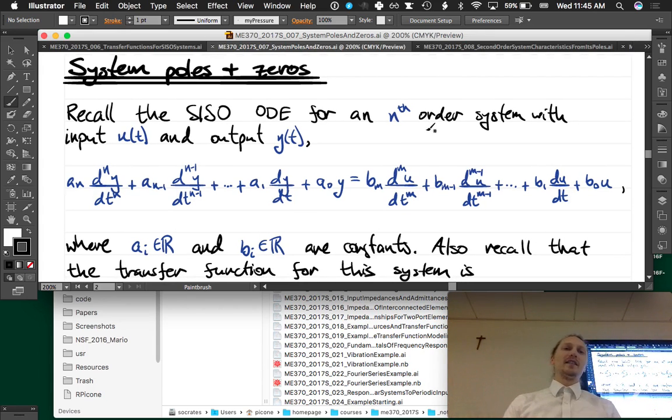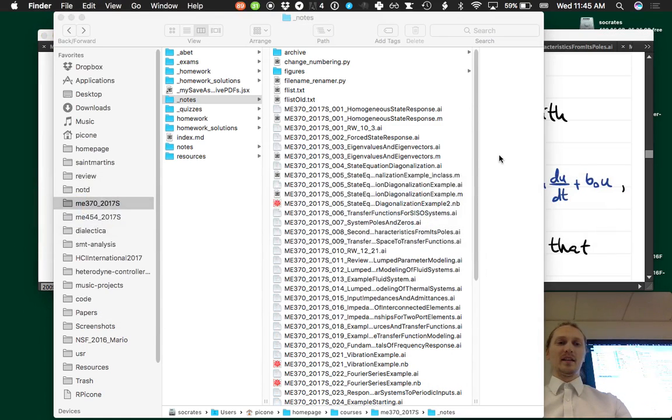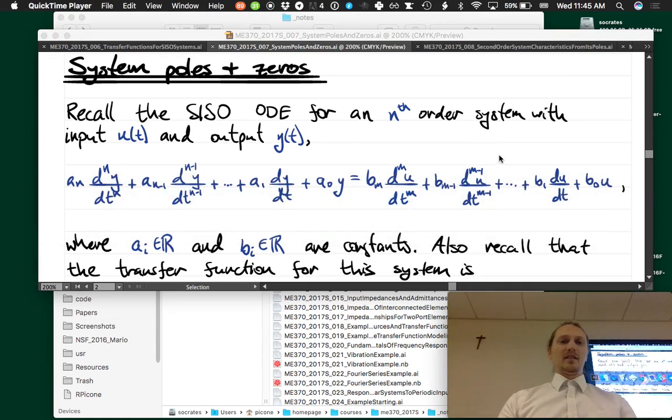Okay. We're going to start this next lecture. It's really not that bad. System poles and zeros. Recall the single input, single output ODE for an nth order system with input U and output Y is this. We just talked about this, so you're probably not surprised to see that this is the case.